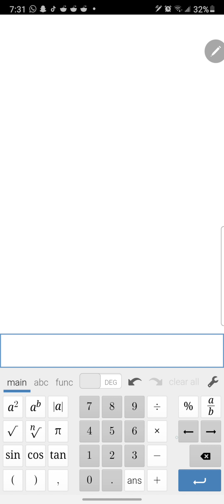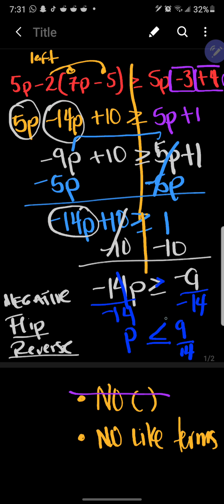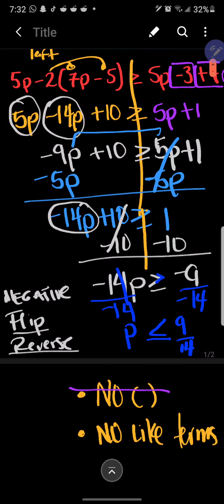Using the Desmos calculator, what you're going to do, you're going to hit -9 divided by -14. As you can see, you're going to get a huge decimal like that. And you're going to change this back into a fraction. And it is actually 9 over 14. Just remember that a negative over negative turns into a positive, okay? And later you're going to get to know how to simplify fractions on your own. But that's it. You only flip the symbol, remember, when you are dividing or multiplying by a negative number.